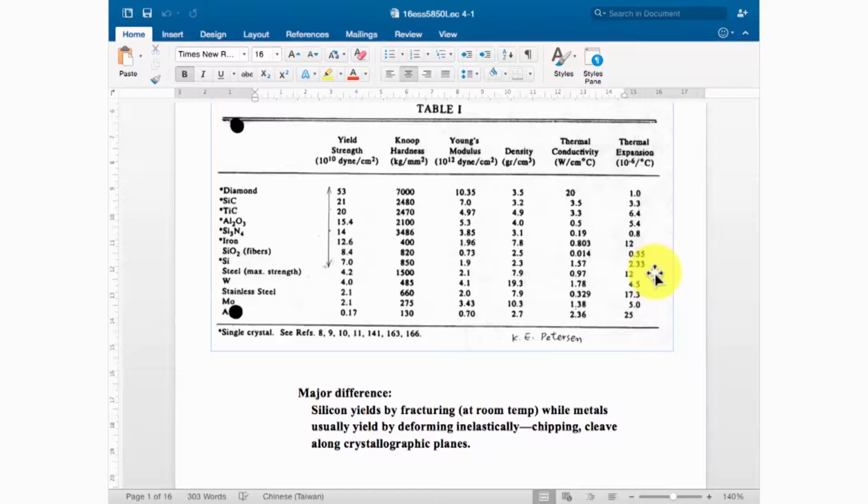But for most metals, from steel to aluminum, most metals have a very high thermal expansion property, ranging from like 4.5 for tungsten, up to 25 for aluminum. Okay, a very high value of thermal expansion for most metal materials.